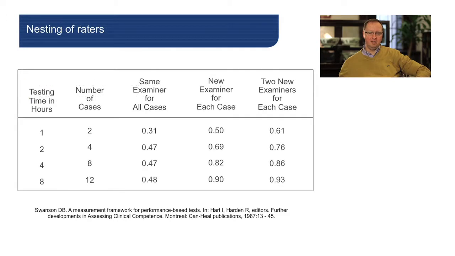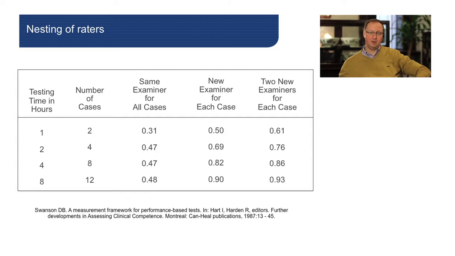Here are the reliabilities per hour of testing time in an oral examination. If you look at the third column, you see that if you use the same examiner for all cases, reliability after 2 hours roughly goes up to 0.45, 0.47, and it won't go up even if you sample further for 3 or 4 hours. So basically that would be wasted time.